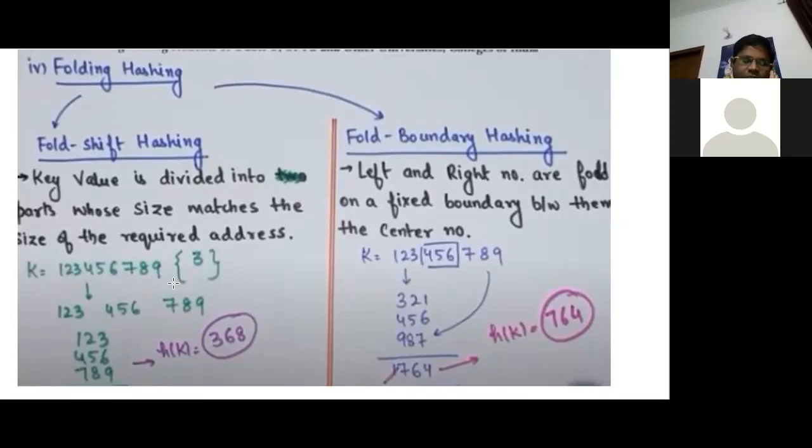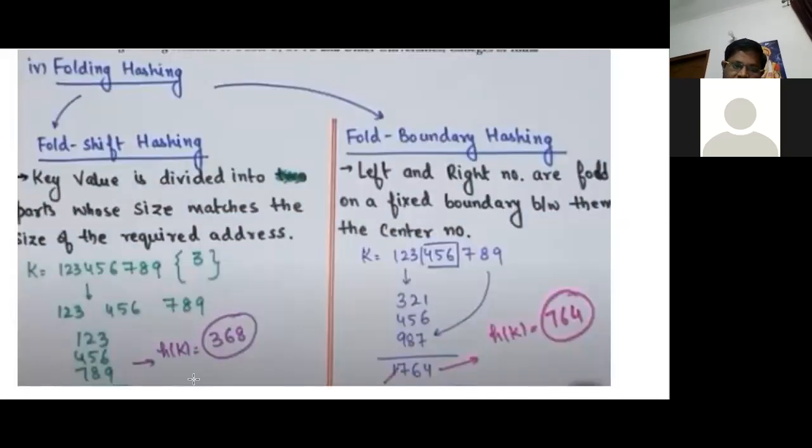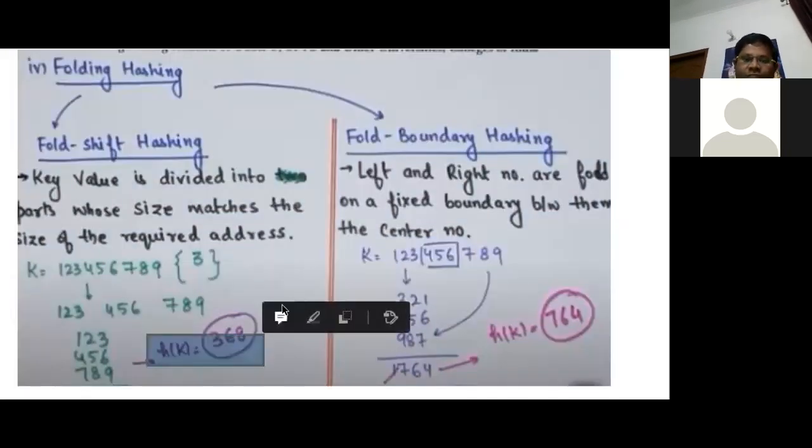So just calculate by yourself. It is not written in this PDF, but after adding these 3 numbers, the result is 1368. The leftmost digit is 1, so we have to discard this leftmost digit because the key size is 3. So the remaining value is 368, and this is our result after calculating the hash function using fold shift hashing.